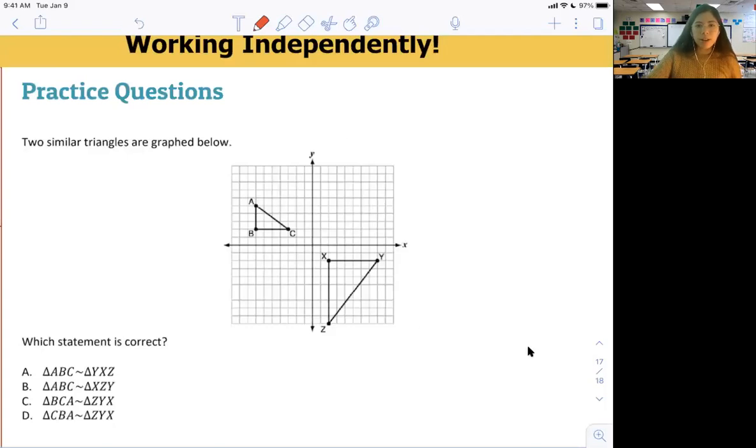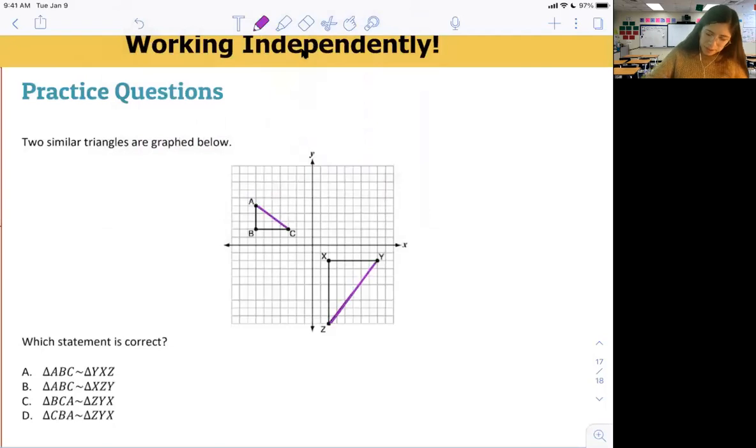Now let's go ahead and check. So let's see. Everything has to line up, right? So I always try to see which side is the longest. The hypotenuse is AC. AC matches up with ZY. ZY. Good.